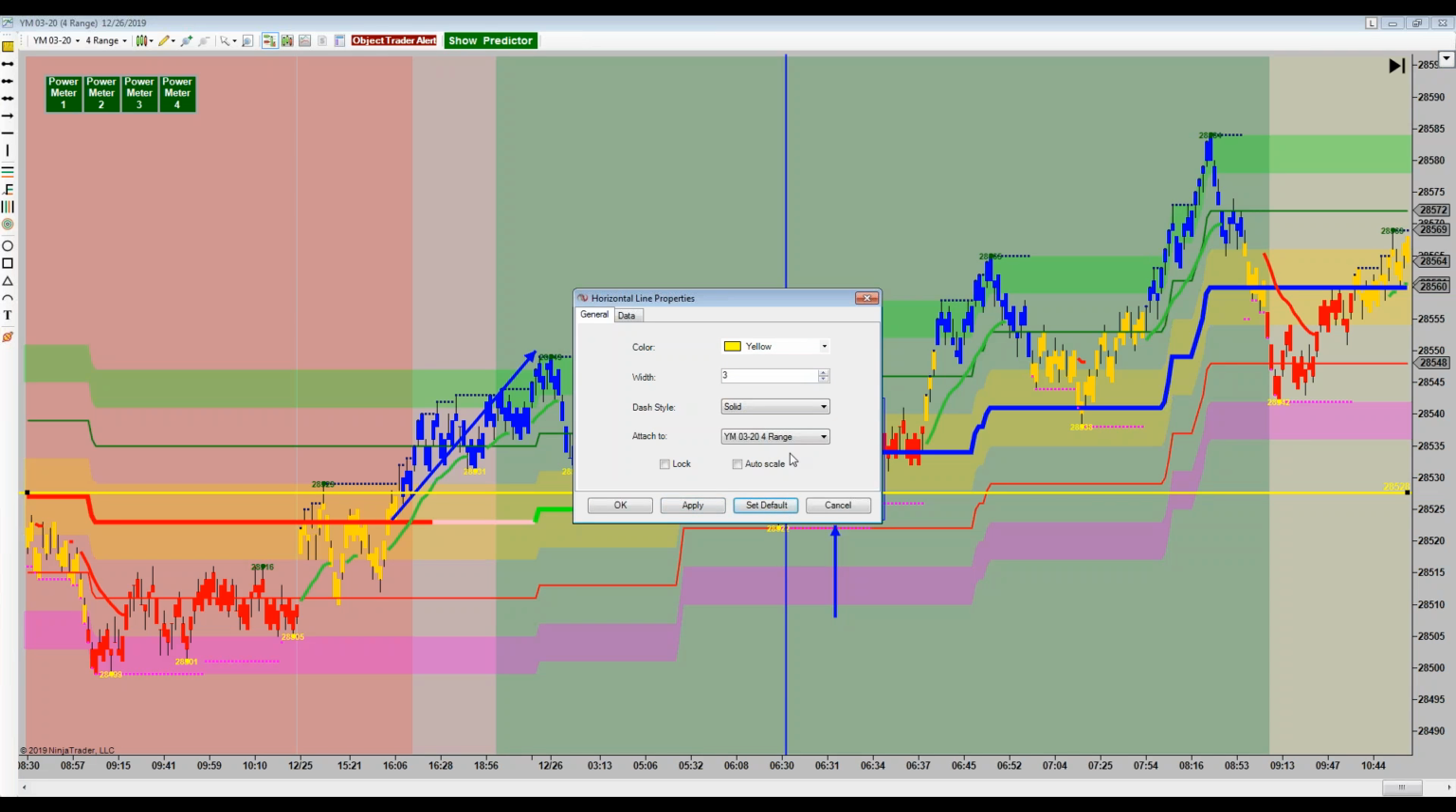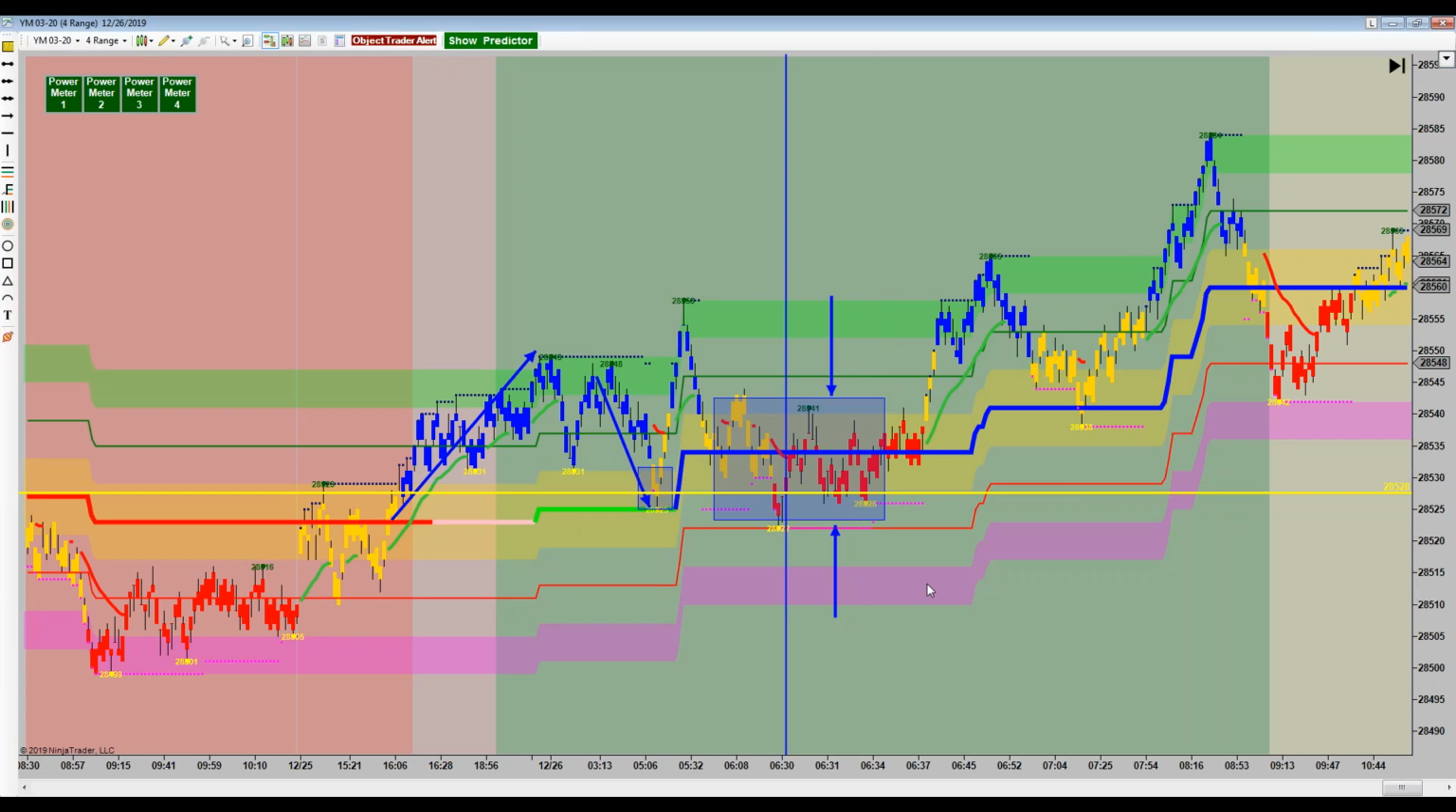That's thick enough, huh? You know what? Let's see what 4 pixels look like. Yeah, that's pretty beefy. Take it down a notch. There we go. Okay. All right.